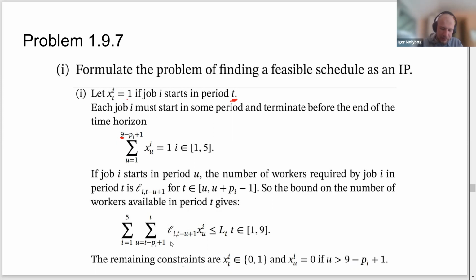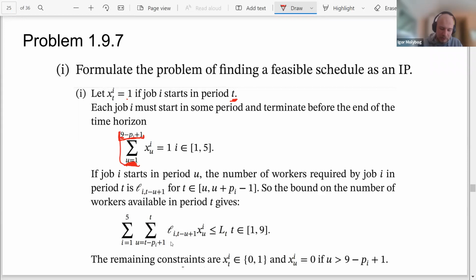So the summation over all of the time periods that are feasible for a job to start, so that it finishes before the time horizon, which is indicated here, of all of the x_iu must be equal to 1. Basically, we are saying that for all of the jobs, each job must be started somewhere so that it can be finished.